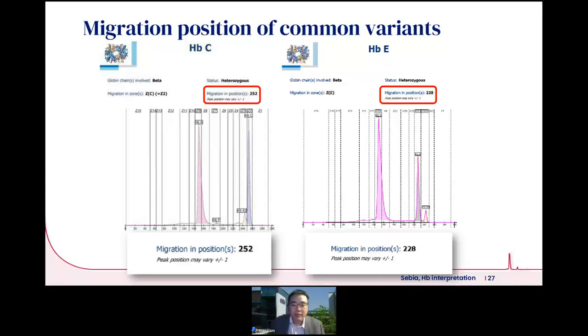So likewise, for hemoglobin C and hemoglobin E, if you place your cursor at the top of the peak, you will see a position of 252 for hemoglobin C and 228 for hemoglobin E. Of course, remember that for hemoglobin E variants, the variant peak is much lesser in percentage compared to the other common variants because the hemoglobin E variant has an expressional change, and therefore it resembles a thalassaemic presentation to some extent. And of course, an increased hemoglobin A2 as well.